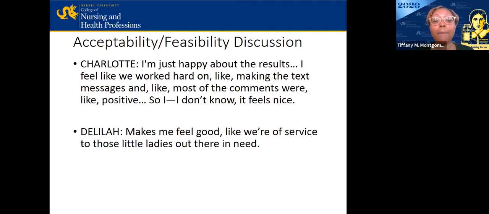And in the follow-up meeting I had with them to show them the data, that came across. They were really happy to see the results of the study. I tried to explain it in terms that they could understand. I didn't just throw a bunch of numbers up on the screen, but they really took ownership of it and were happy. Delilah said, "It makes me feel good, like we're of service to those little ladies out there in need." I thought that was really funny because you are the little ladies, a part of this community as well, but they saw themselves as part of the research team, and they were. And so I thought that was a really cool comment.